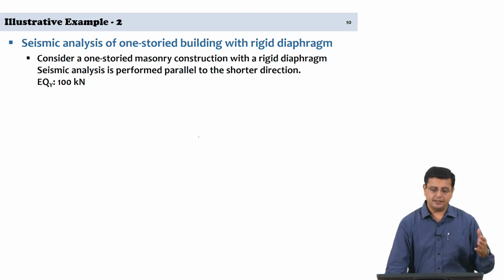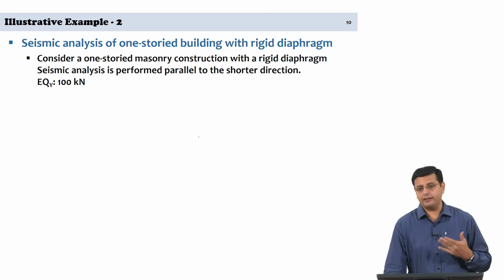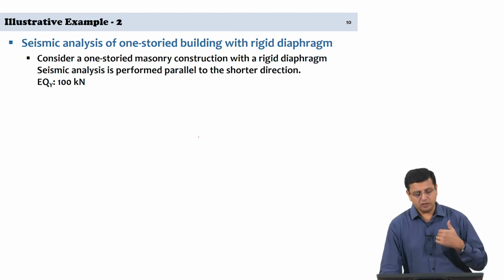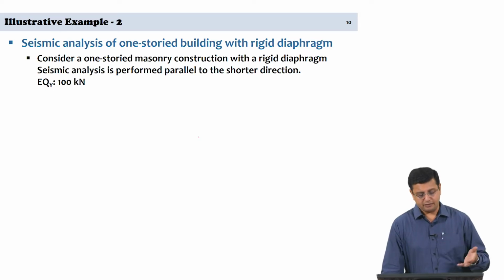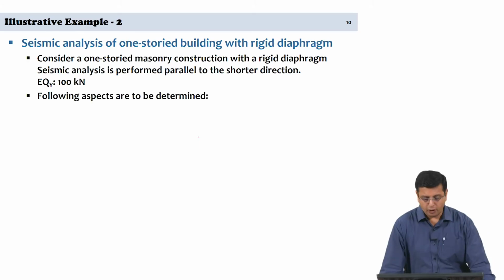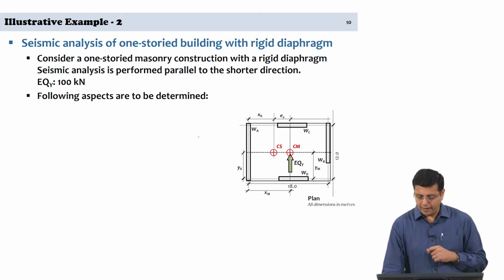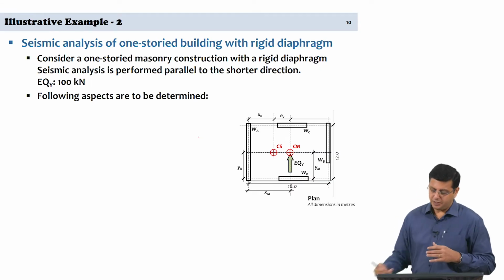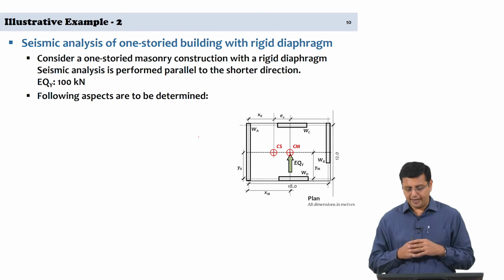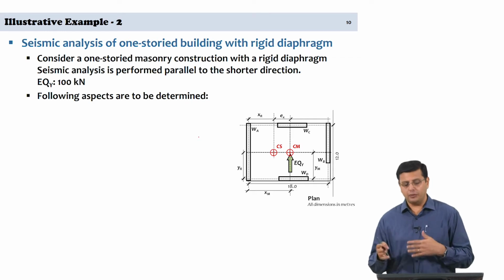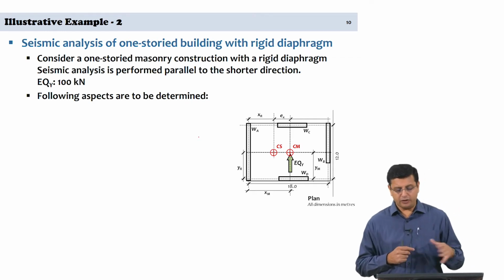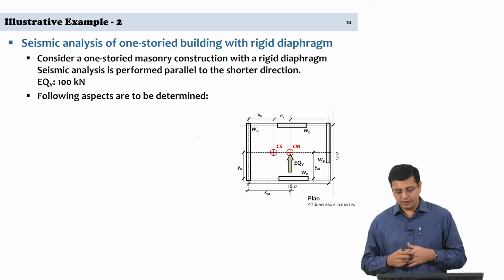Seismic analysis is going to be performed again parallel to the shorter direction, and the earthquake force in the y direction that we are considering here is 100 kilonewtons. The following aspects are to be determined. So that is the plan that we are looking at. I am looking at centerline dimensions in this particular problem. We are working on already estimated stiffnesses, so it is convenient to work on centerline dimensions.